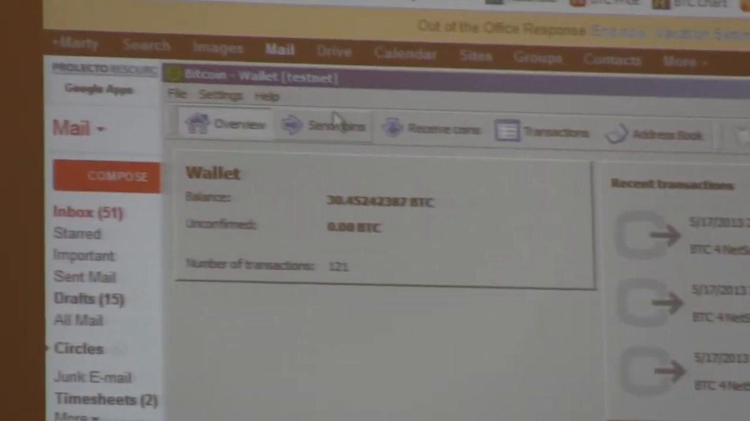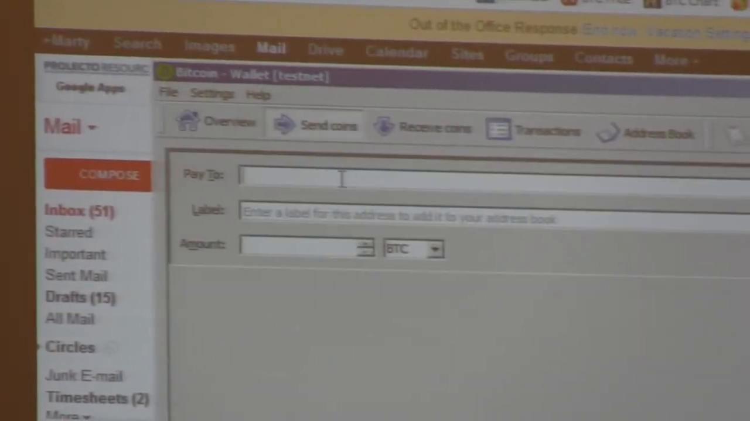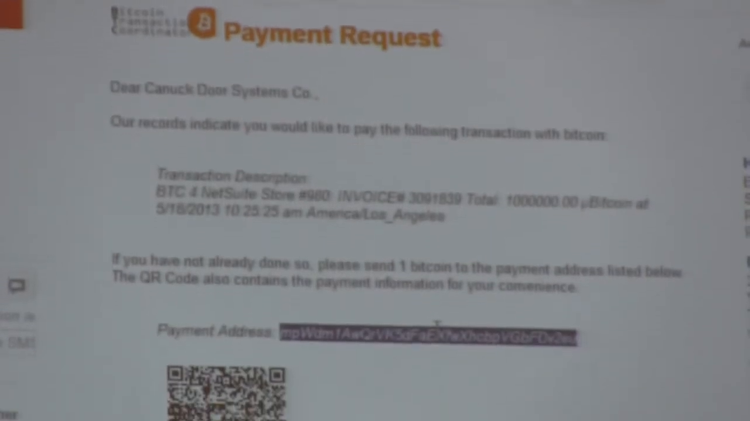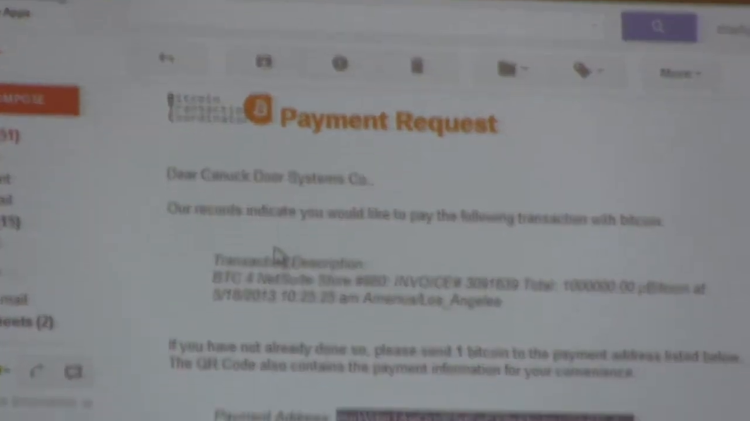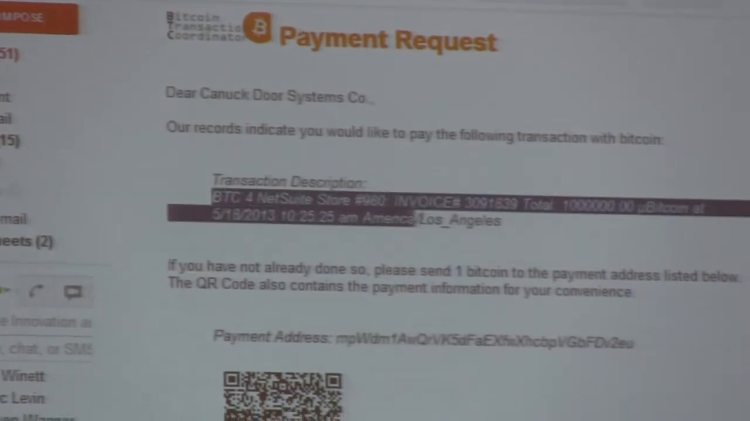I've got my wallet. I'm in a test mode here. I like to always grab this label over here, which is descriptive. Whoops.